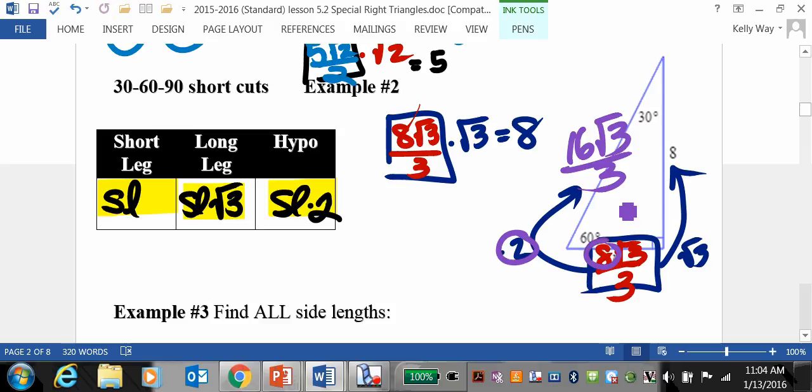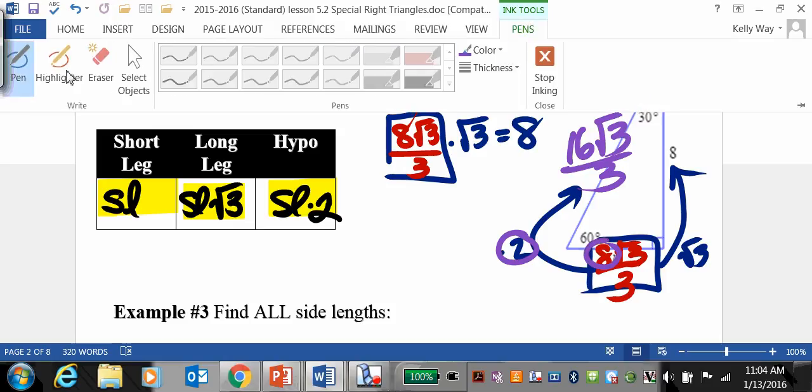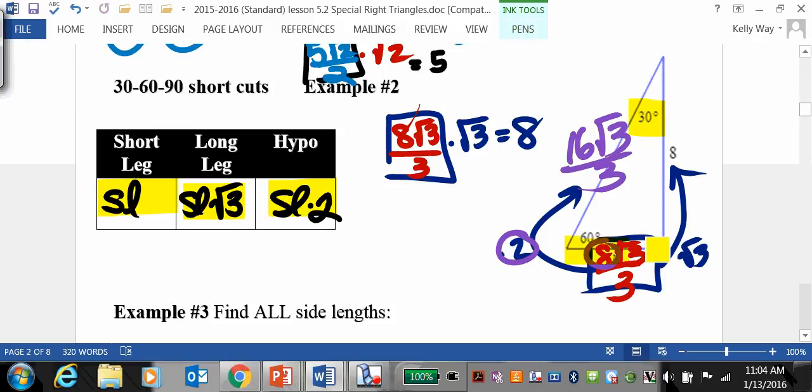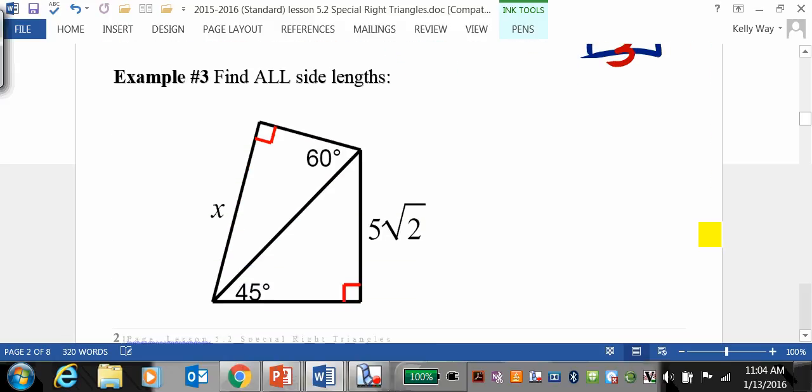No, never. Yes, ma'am. Because you always see the short leg, and the short leg is across the small angle. That's a small angle, that's the short leg. Everything goes back to the short leg.